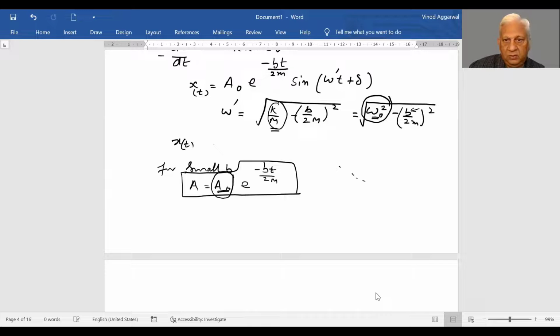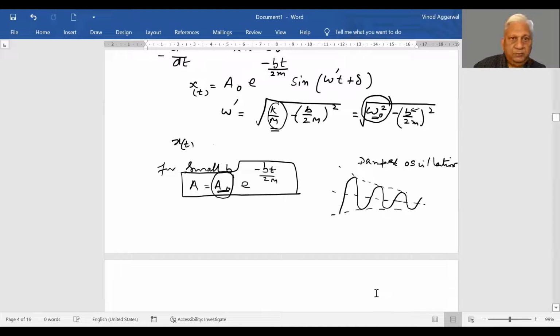So we start with our A this much. In the next cycle, it becomes less. In the next cycle, it becomes even more less. Keeps becoming lesser and lesser. This is our damped oscillation. Okay.